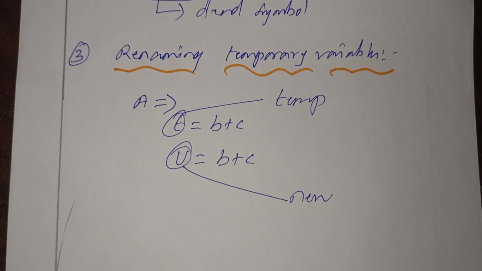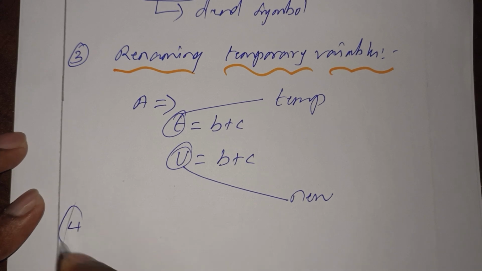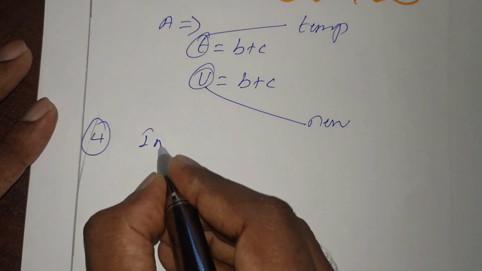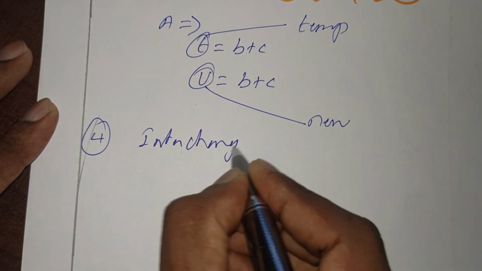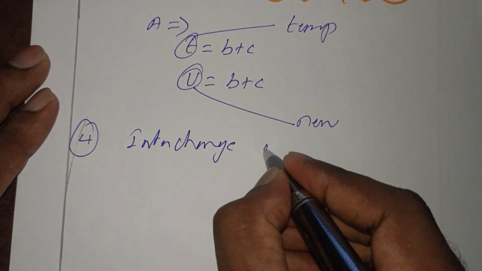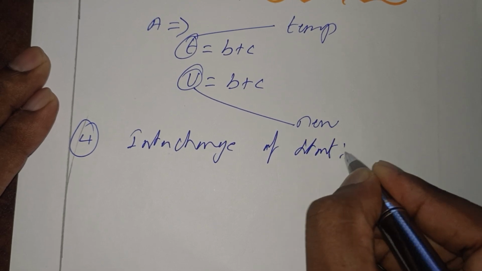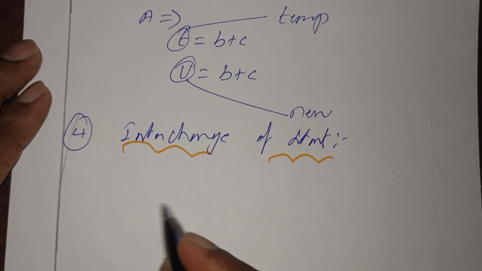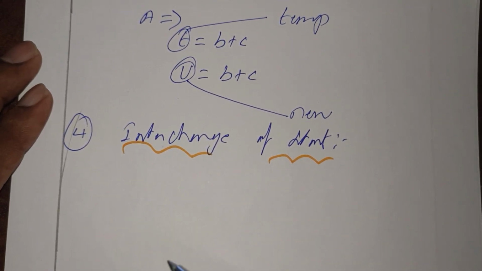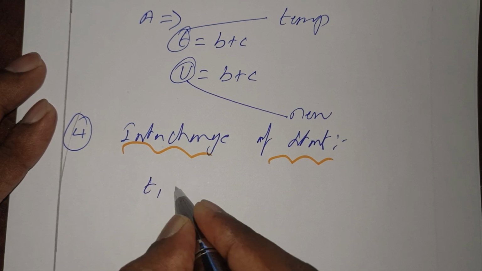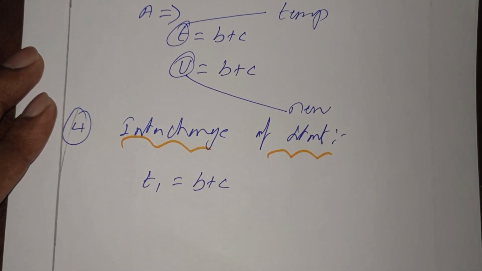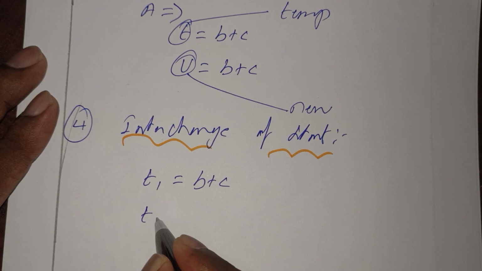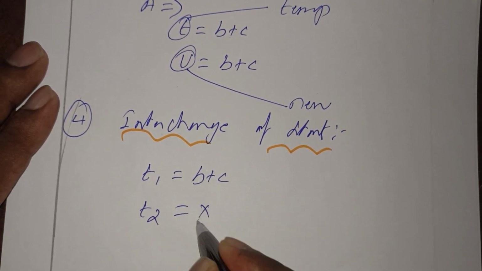So the fourth approach we can see is interchange of statements. I write it in short because of the time. Suppose a block has two adjacent statements, say for example, t1 is equal to b plus c, and here I am taking t2 is equal to x plus y.